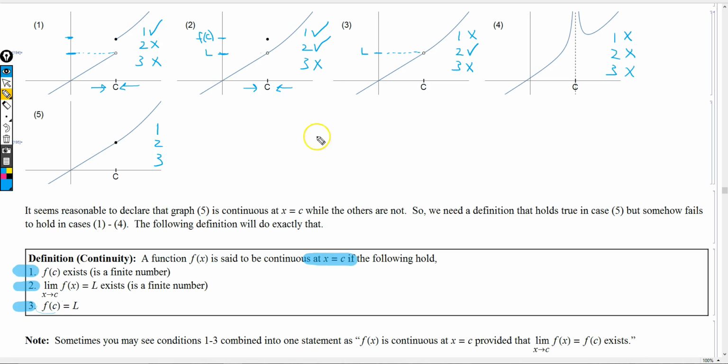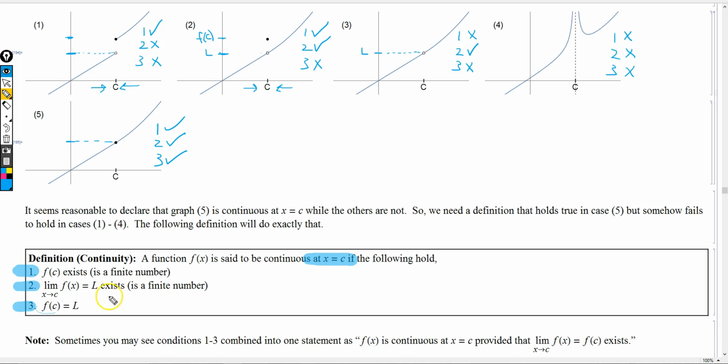Okay. Now let's finally take a look at number 5. First of all, f of c does exist. Right there it is on the y-axis. Number 1 is satisfied. Number 2, the limit, yeah, the limit is the same number right there on the y-axis. So the limit exists, and then we see that f of c does equal L.